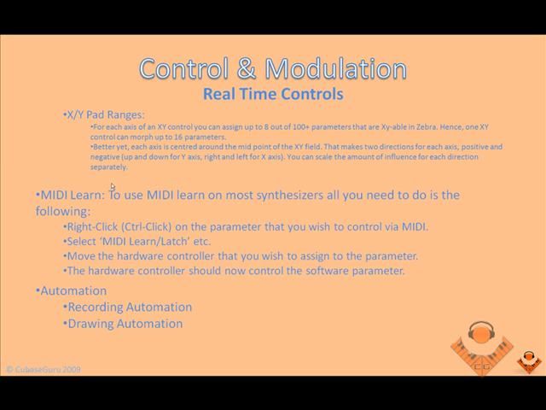The XY pad ranges. For each axis of an XY control, you can assign up to 8 out of 100 plus parameters that can be affected by the XY pads in Zebra. Hence, one XY control can morph up to 16 parameters. That makes sense? So each axis can do 8. There's 2 axes, so 8 times 2 is 16.